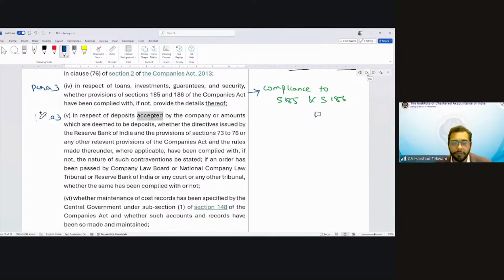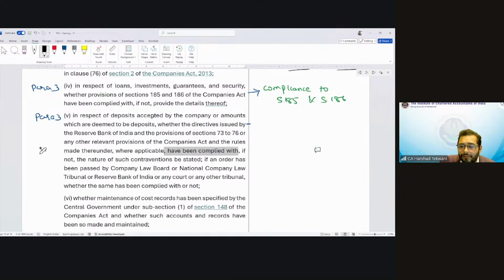In respect of deposits accepted by the company or amounts which are deemed to be deposits, whether the directives issued by the Reserve Bank of India and the provisions of sections 73 to 76 or any other relevant provisions of the Companies Act and the rules made thereunder, where applicable, have been complied with. If not, the nature of such contraventions be stated. If an order has been passed by Company Law Board or National Company Law Tribunal or Reserve Bank of India or any court or any other tribunal, whether the same has been complied with or not. So there are two things. One, whether deposits accepted by the company or amounts deemed to be deposits, as per the directives of RBI or section 73 to 76 of the Companies Act, which primarily deals with deposits, have been complied with.